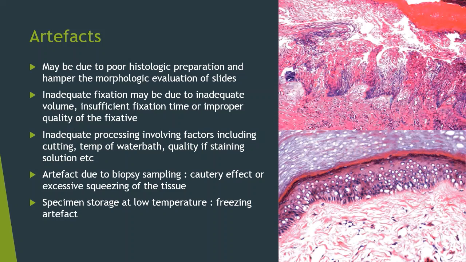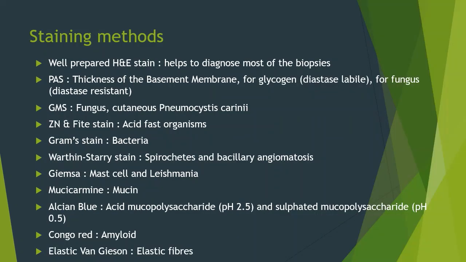The common staining methods of the skin biopsy: a well-prepared H&E stain helps in diagnosing most skin biopsies. Other than H&E, we can do PAS staining, which helps in the assessment of the thickness of the basement membrane. PAS also helps in the identification of glycogen, and the presence of fungus can be highlighted by PAS staining. We can do GMS, Gomori methenamine silver, for the presence of fungus or cutaneous Pneumocystis carinii. We can do ZN stain and Fite stain to demonstrate acid-fast organisms. We can do Gram stain to demonstrate bacteria. We can do Warthin-Starry stain to demonstrate spirochetes and bacillary angiomatosis.